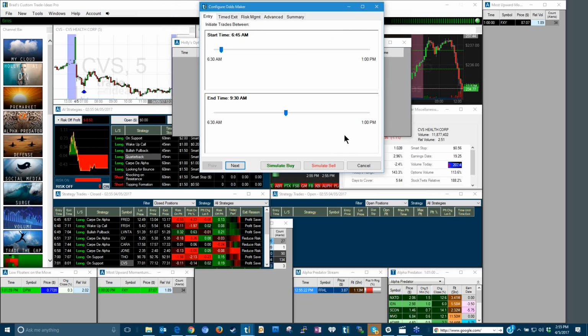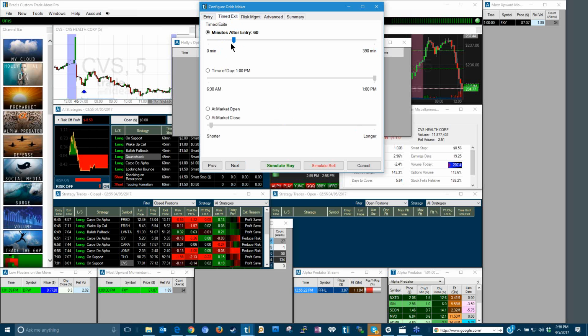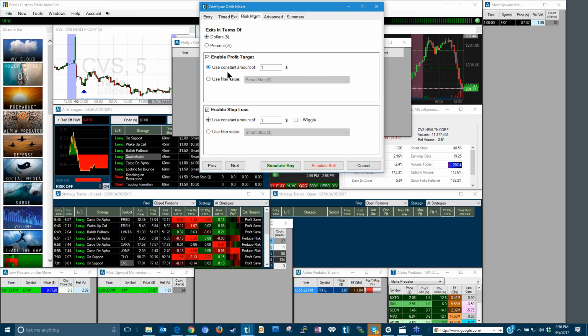This right here is where we tell it the set of instructions. When do I want to initiate a position? So I'm avoiding the first 15 minutes of the market, and I'm not initiating a position after 9:30. And now I'm telling it that I only want to hold it for 60 minutes. When the signal's generated here, only hold it for 60 minutes. And a profit target, set it at $1. And I guess use a stop loss of $1.